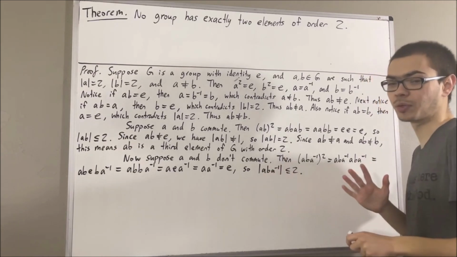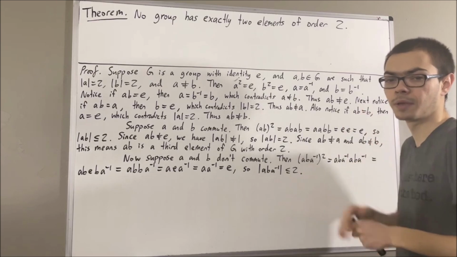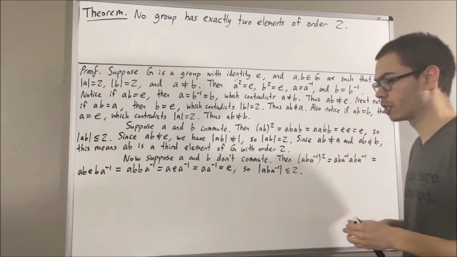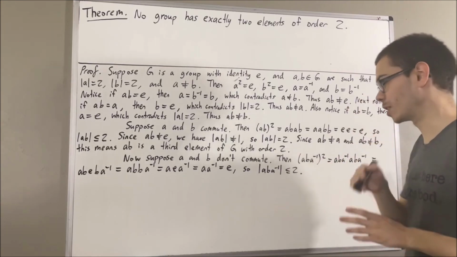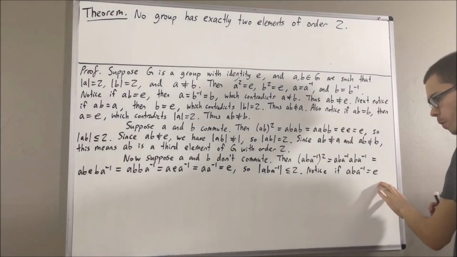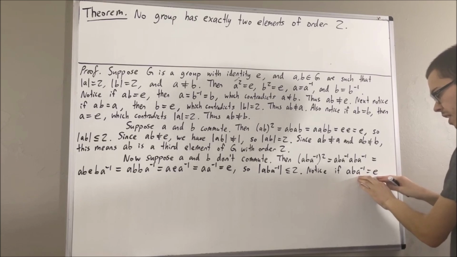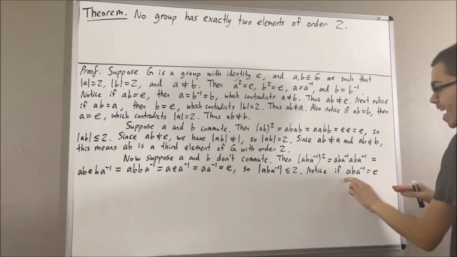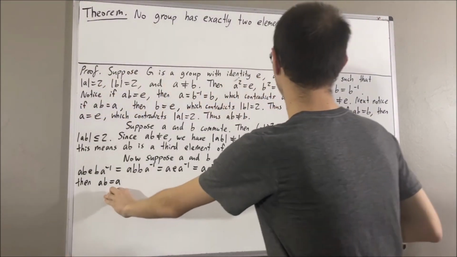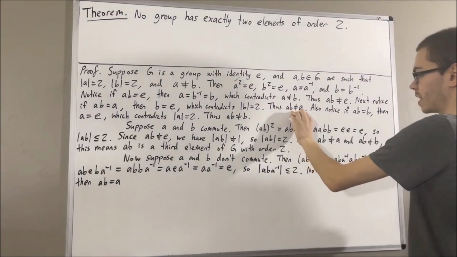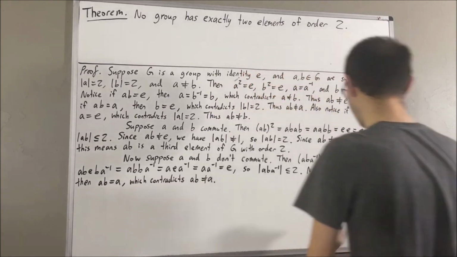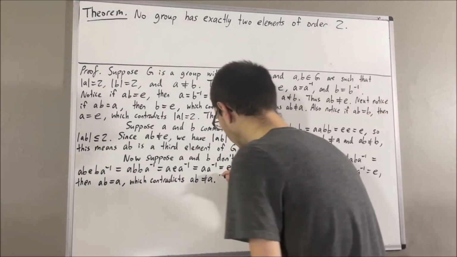So let's eliminate the possibility that the order of ABA inverse is equal to 1. To do that, all we have to do is show that ABA inverse is not equal to the identity element. So what goes wrong if ABA inverse is equal to the identity element? Well, if this happens, then if we multiply the right side of both of these expressions by A, we get AB is equal to A. But this is false, because we know from earlier, we've shown AB is not equal to A. And so, we can't have ABA inverse equal to the identity.